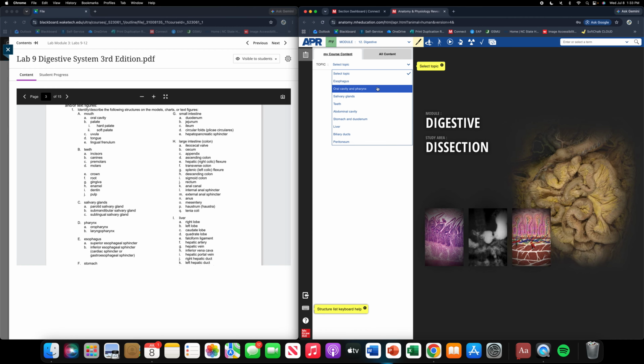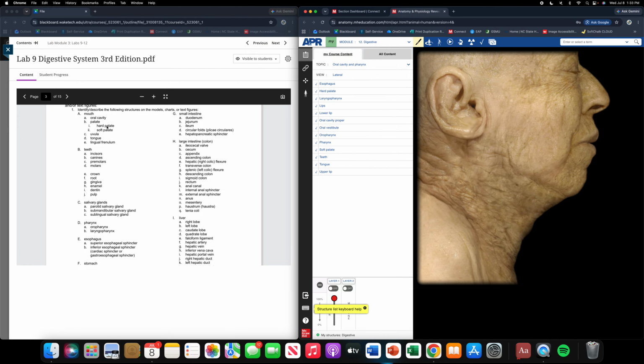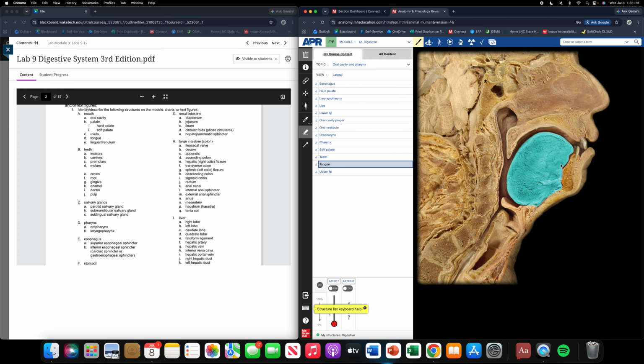Jumping back into our oral cavity: we have the hard palate, soft palate, the uvula, the tongue. The lingual frenulum is not one that we can really see very visibly. The lingual frenulum is the structure that anchors the tongue into the mouth. You might hear someone being tongue-tied, where that frenulum is shorter than it needs to be, and so their tongue can't quite move properly. And so that's your oral cavity.